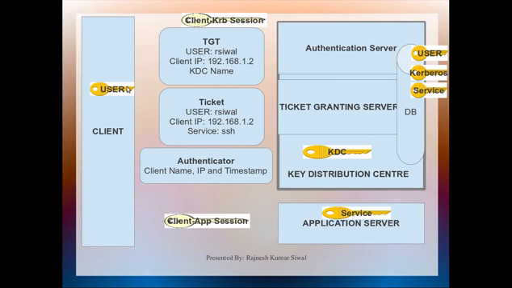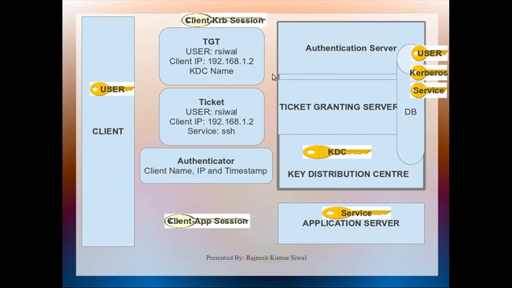How does it happen? Okay, now the user has proved its identity to the key distribution center, and he has received a ticket granting ticket which is encrypted and cannot be read by the user. This ticket granting ticket is valid for a particular interval of time. It could be 24 hours, that's specified in the TGT, and you can modify that while configuring the KDC. Okay, now this user says to the KDC, I want to access the SSH service on this application server.